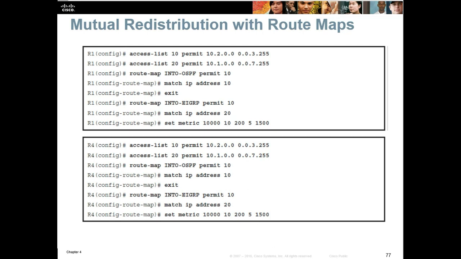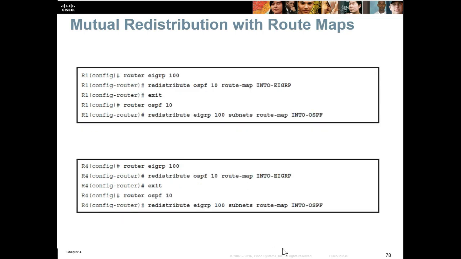So now we apply the route map into a redistribute statement. Okay, so for into EIGRP, gunalah route map nama into EIGRP. Okay, sebab kita nak redistribute OSPF ke dalam EIGRP. So we use the into EIGRP, and vice versa. Untuk OSPF, we use the route map into OSPF.